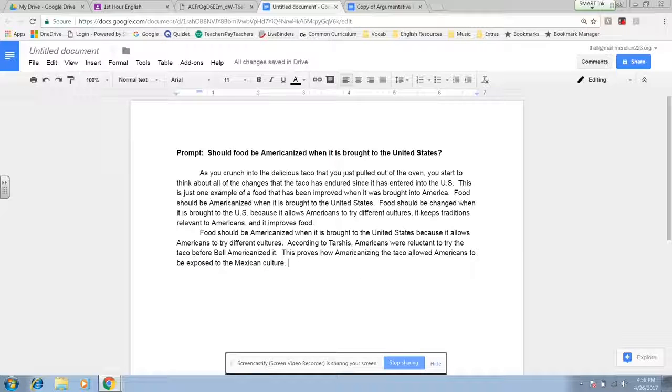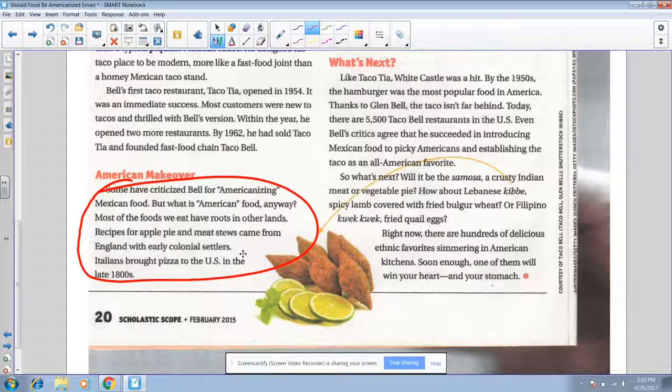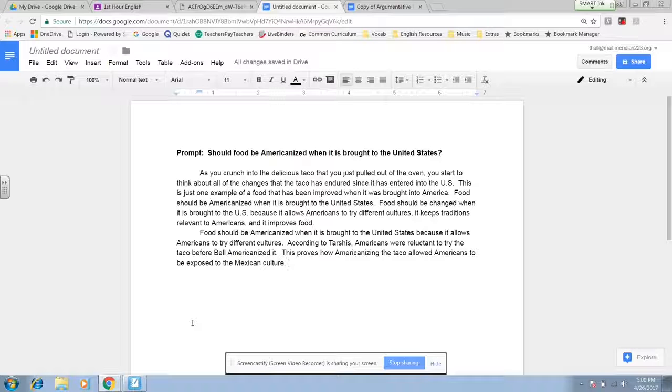Next thing I need to do is I need to repeat this process, and the part that I'm going to use is this part. And again, I'm going to paraphrase this. And I need to still give credit to the author. And I already used according to Tarshish. And if you look at the poster on the whiteboard, or if you look in your interactive notebook, you'll see there's all kinds of ways to give credit to the author.